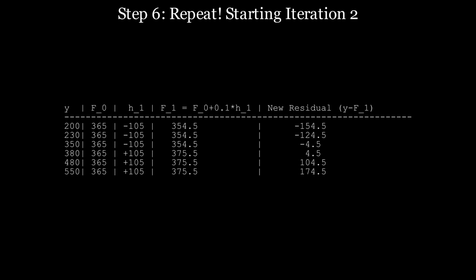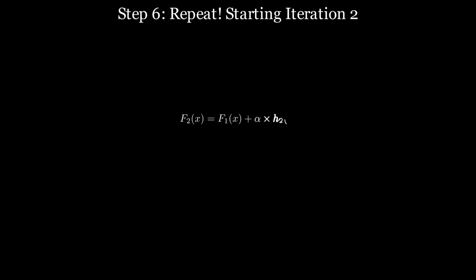The next step would be to train a new tree, H2, on these new residuals. We would then update our model again. F2 of x would be F1 of x plus our learning rate times the predictions of the new tree, H2. This process repeats for many iterations, each time adding a new weak learner that corrects the remaining errors of the ensemble.